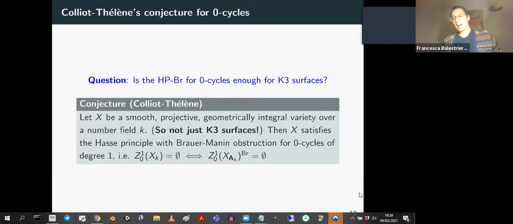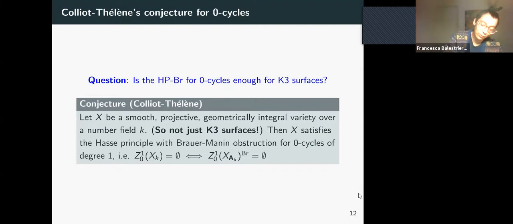Anyway, now that we have this refined Hasse principle using the Brauer-Manin set for zero cycles, we can ask a similar question as before. We can ask, okay, is this refined Hasse principle enough for K3 surfaces or for Kummer varieties? Let's not forget about Kummer varieties.